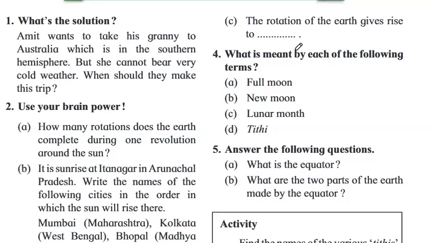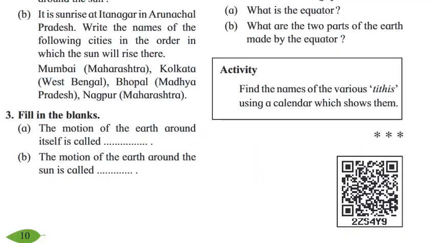What is meant by each of the following terms? Full moon, new moon, lunar month, tithi. Answer the following questions. What is the equator? What are the two parts of the earth made by the equator called? Activity: Find the names of the various tithis using a calendar which shows them.